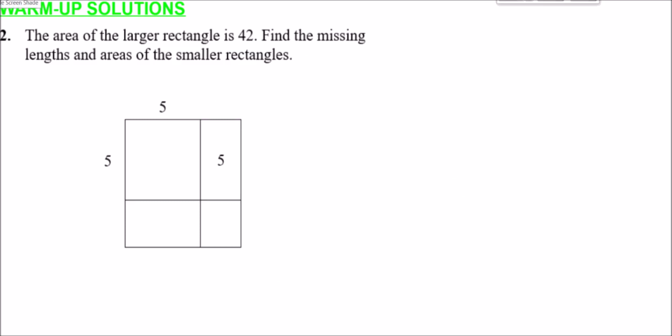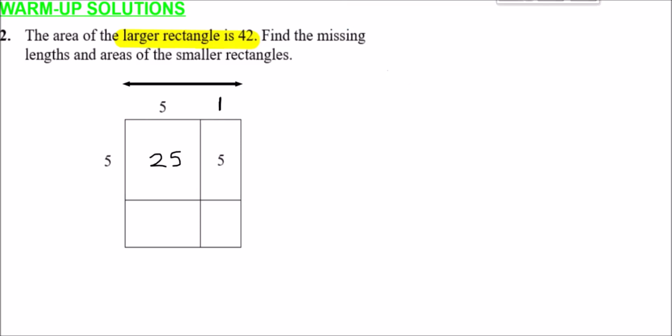Question 2, similar idea to question 1 really, but only now we have some of this large rectangle filled in. So 5 times 5, this number here, is going to be 25. 5 multiplied by something here gives us 5. Well, 5 multiplied by 1 gives us 5, so this missing number above must be 1, because 5 times 1 gives us 5. We're also told in the question that the larger rectangle has an area of 42. So 5 plus 1, we now know this has a length of 6.